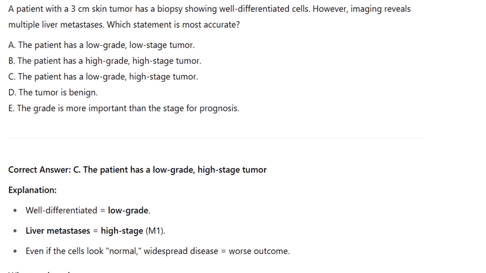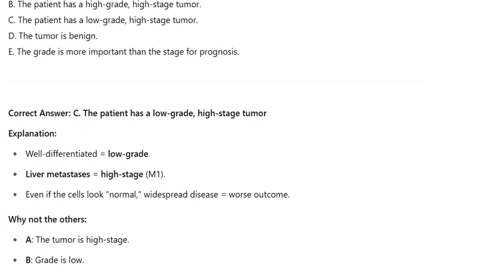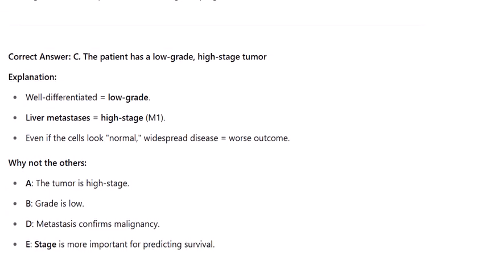Explanation. Well-differentiated, low-grade. Liver metastases equal high stage, M1. Even if the cells look normal, widespread disease means a worse outcome. Why not the others? A. The tumor is high stage. B. Grade is low. D. Metastasis confirms malignancy. E. Stage is more important for predicting survival.